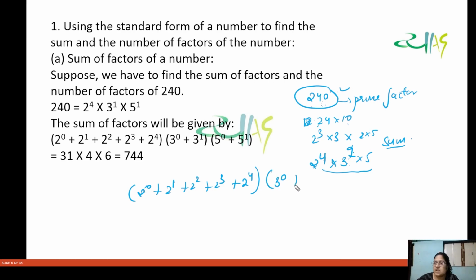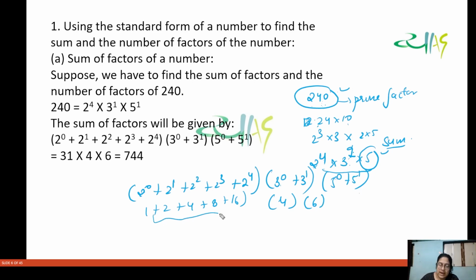तो 3 to the power 0 कर दीजिए और 3 to the power 1 कर दीजिए, and then similarly do this for 5 to the power 1. So 5 to the power 0 कर दीजिए and 5 to the power 1 कर दीजिए. तो जब आप इसको ऐड करेंगे तो बेसिकली 1 प्लस 2 प्लस 4 प्लस 8 प्लस 16 आएगा. इसको ऐड करेंगे तो यू विल गेट 4, and when you add this you will get 6, and when you add this you are going to get 31. Okay, so now your sum of the factors come to be 744.